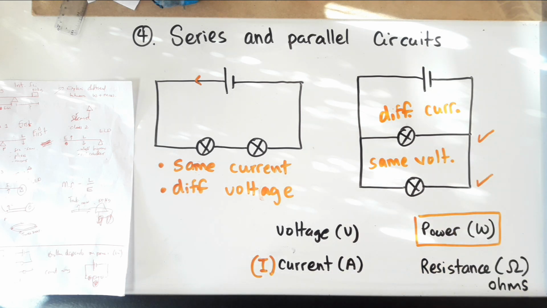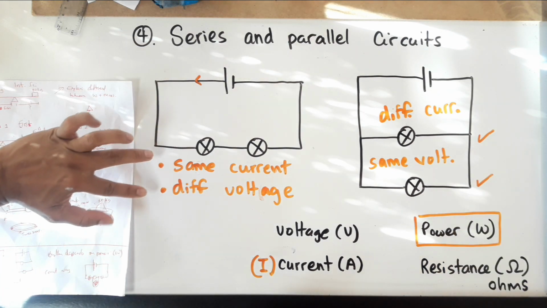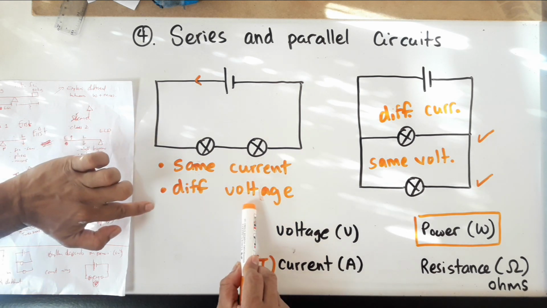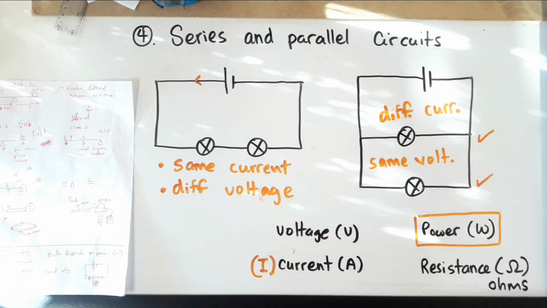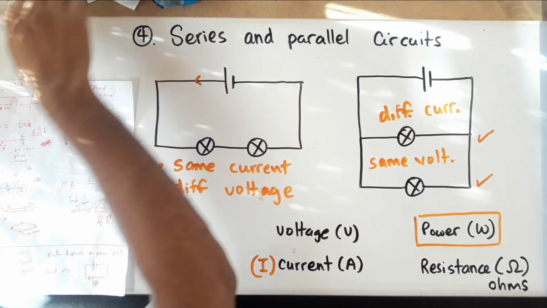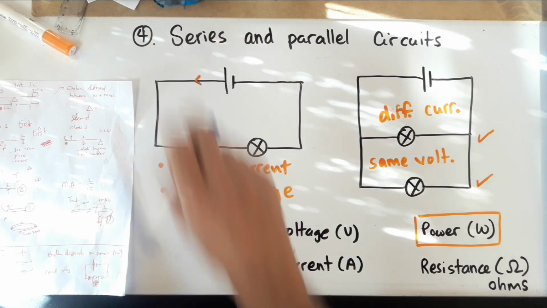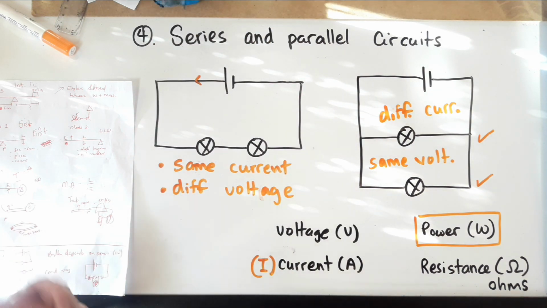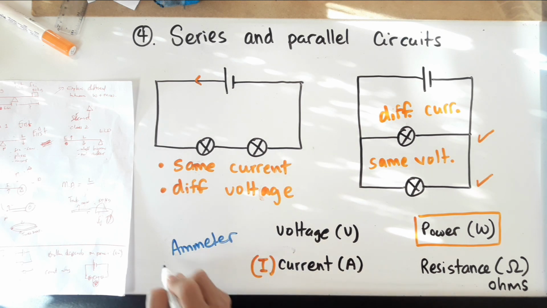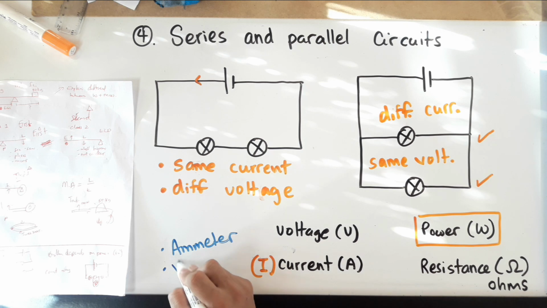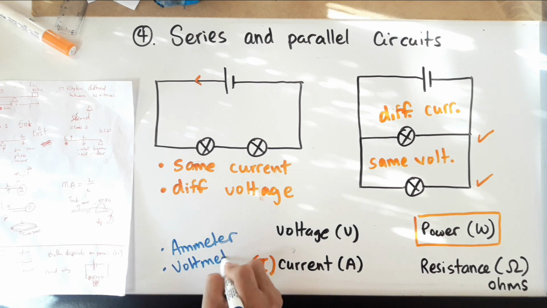So make a note. In series, they have same current, different voltage. In parallel, they have different currents, but same voltage. All right, so that's two things covered there. Whenever you want to measure the current, you use something called an ammeter. That's to measure current, hence ammeter and amperes. You can see the relationship there. If you want to measure the voltage, you use a voltmeter, obviously, because it's voltage.